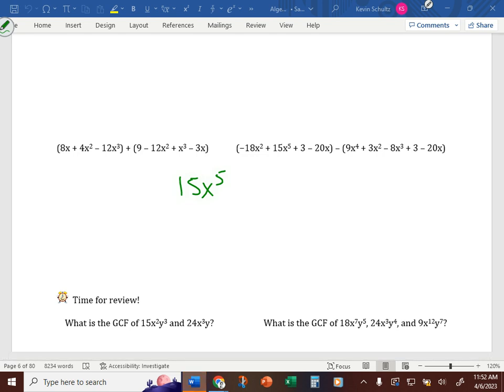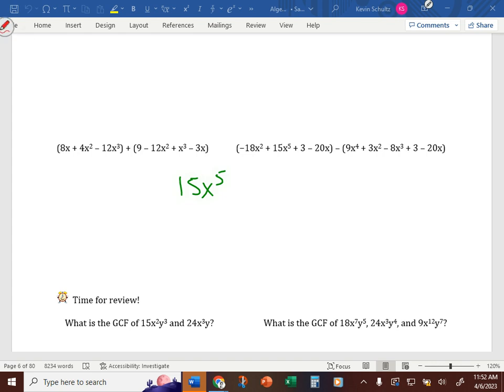Our first expression doesn't have an x to the 4th term. Does our second one? Yes. So I have to leave a space. Our first one does not have an x cubed term. Does our second one? Yes. So I have to leave a space. This does have an x squared term.